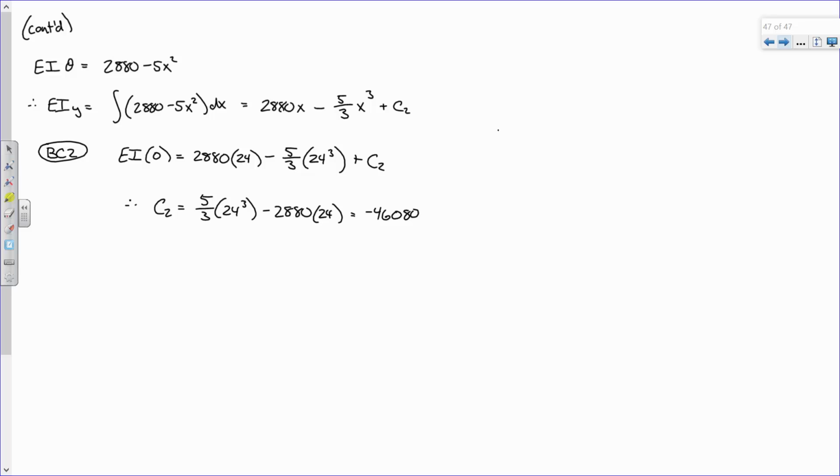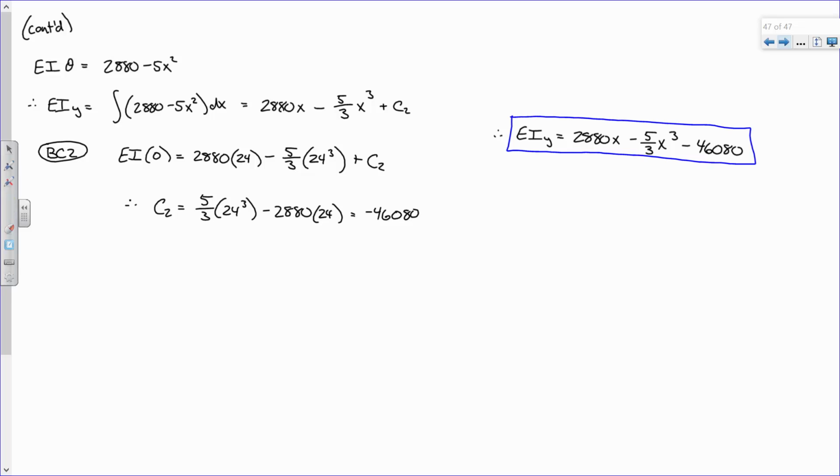There we go. So therefore, EIy is 2880x minus 5/3 x cubed minus 46080. All right. What's left? You tell me. And what do we do for that? Plug 0 in. There you go.